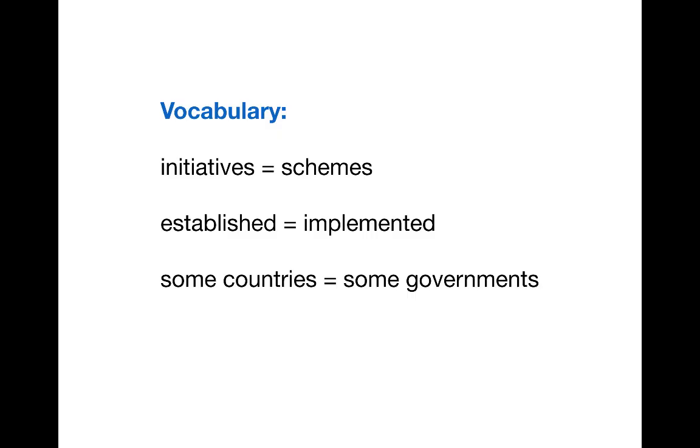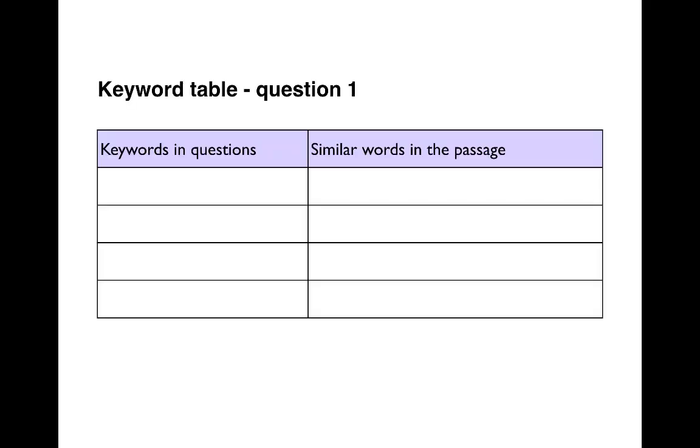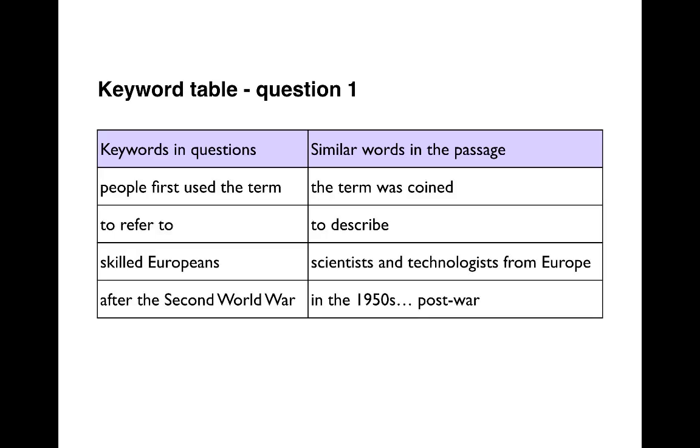That's the exercise finished. Let's just review very quickly with some keyword tables. Here's the keyword table for question 1. When you're practicing and preparing at home, it's a good idea to make these tables to keep lists of useful vocabulary. So we have keywords in the questions and similar words in the passage. If you remember question 1, we had people first used the term was coined to refer to describe skilled Europeans, scientists and technologists from Europe, after the Second World War, in the 1950s, post-war.